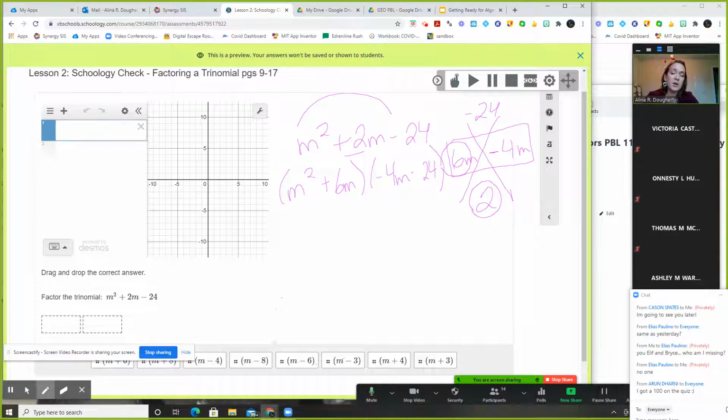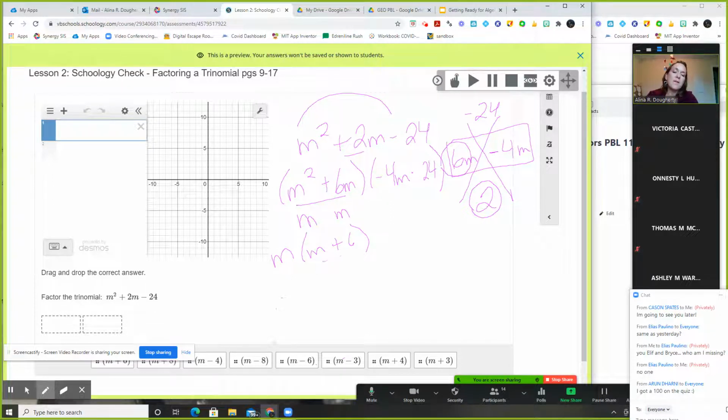Then we're going to take out our greatest common factor. What's the greatest common factor here? I'm looking in the chat. Everybody's asleep. An m? Question mark? So I'm left with m plus 6.